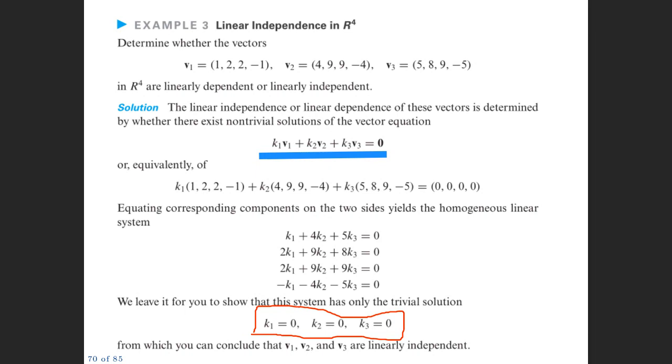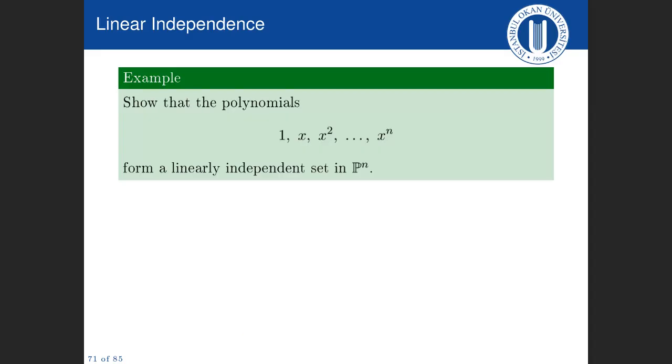I'm going to move on. You can come back and read this example at a later time. Show that the polynomials 1, x, x squared, dot dot dot, x to the power n form a linearly independent set in Pn.